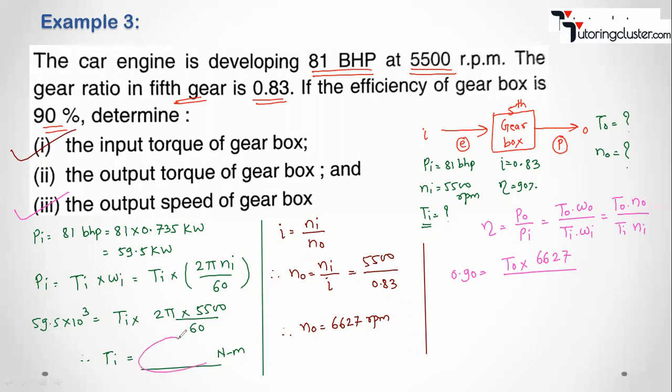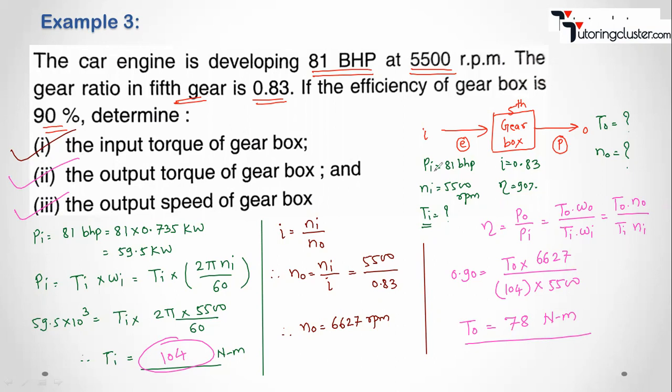Here we have already calculated Ti, so you have to put this value here. Ni, what is Ni, 5500. So you can solve this. Okay, let me write the value here. The input torque you get, if you have calculated, please verify, it is going to be 104. Okay, so this is going to be 104. So output torque, if you do this calculation, is going to be around 78, unit Newton meter. So output torque of the gearbox is 78 Newton meter.